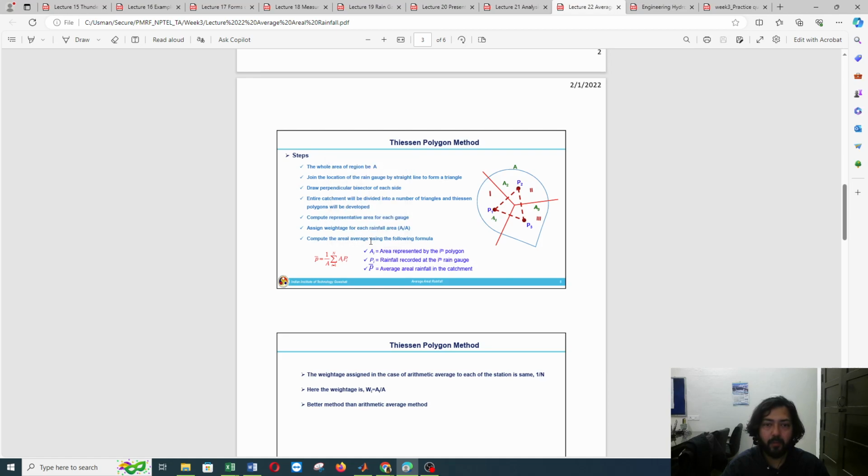And then we are going to compute the areal average, right? So the areal average is nothing but the precipitation value of that gauge multiplied by its area, plus the precipitation value of the next gauge multiplied by its area, and so on, divided by the total area. It will give us the areal average.